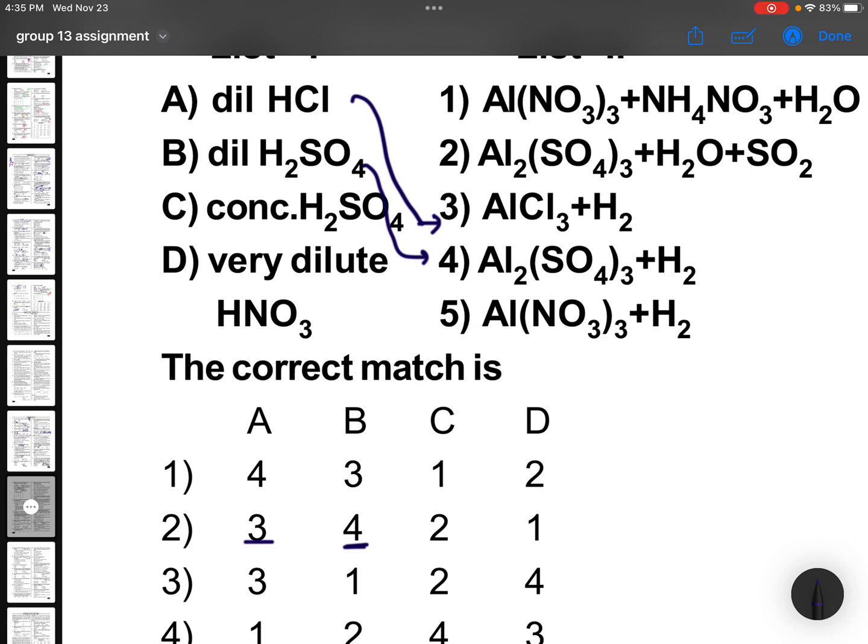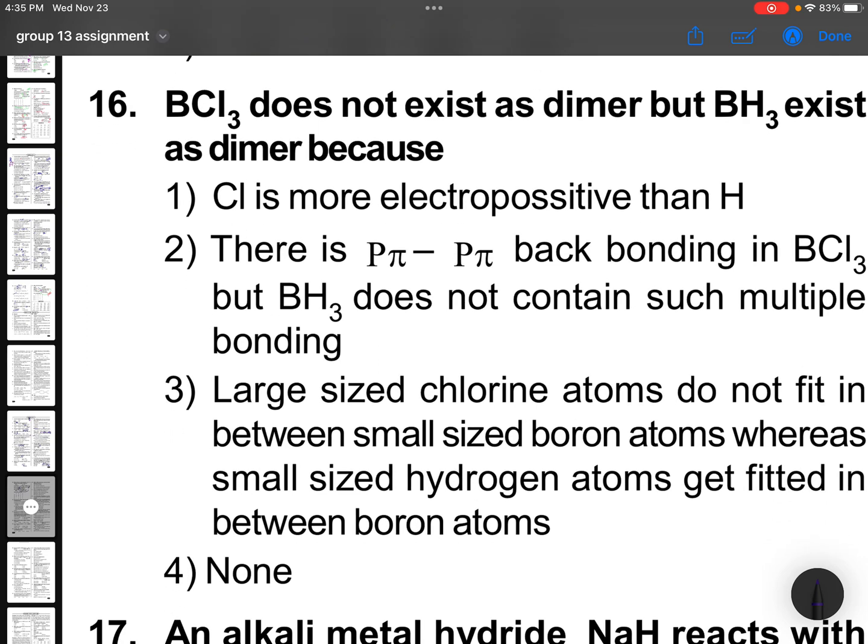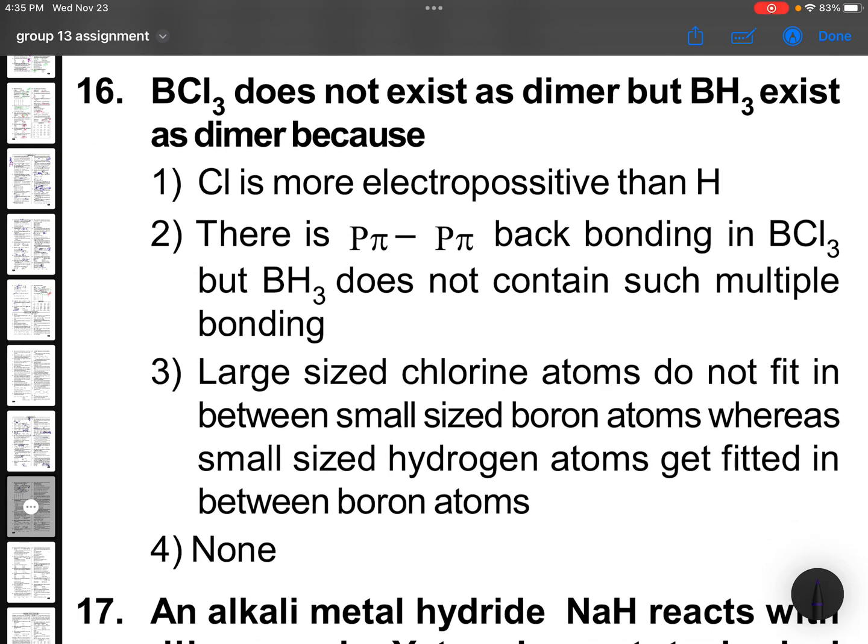Very dilute HNO3 gives aluminium nitrate; concentrated gives aluminium sulfate. Very dilute HNO3 is the first one. Now, these many properties of aluminium are not mentioned in NCERT, so you can take this as some extra.